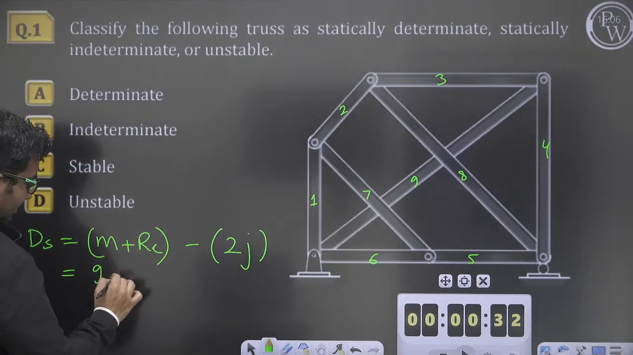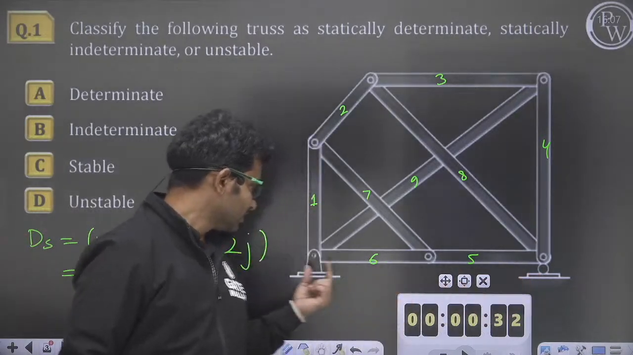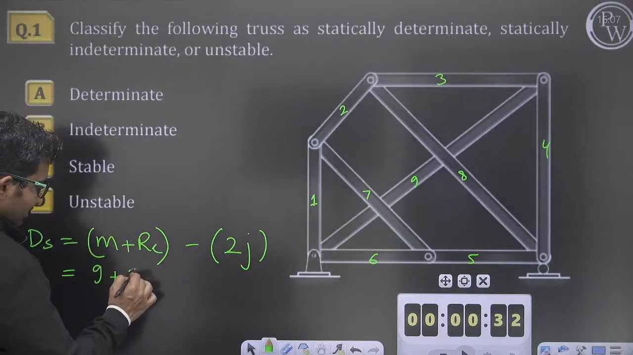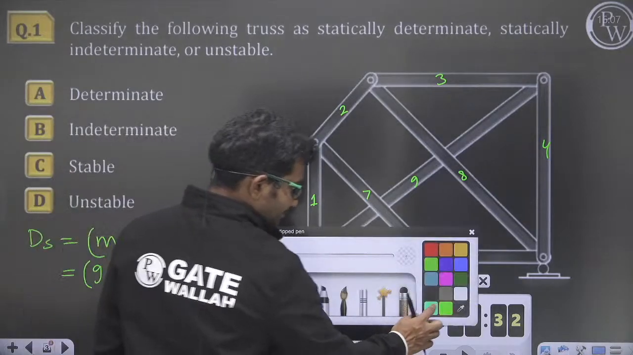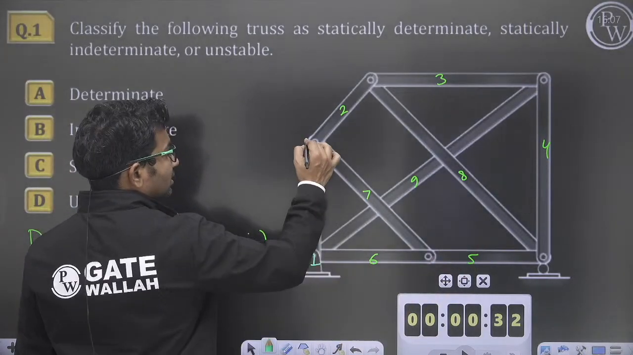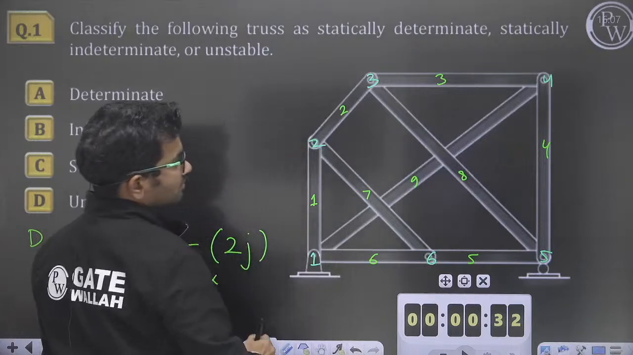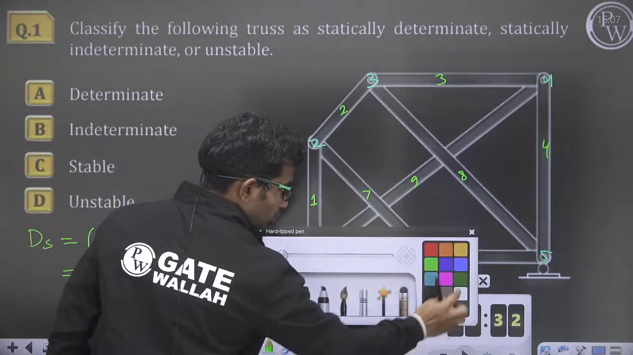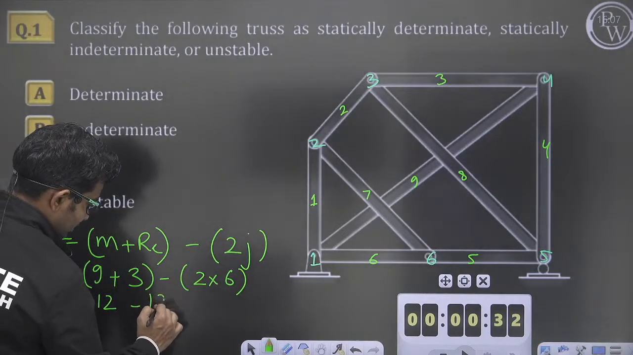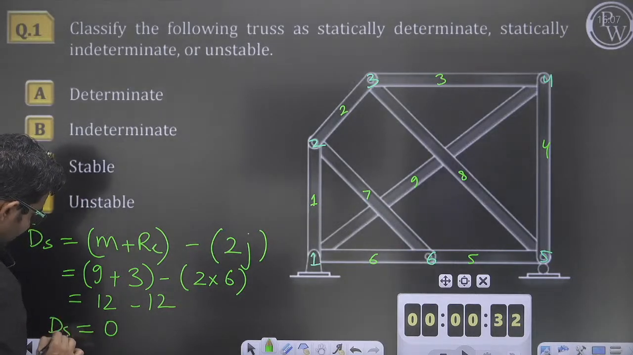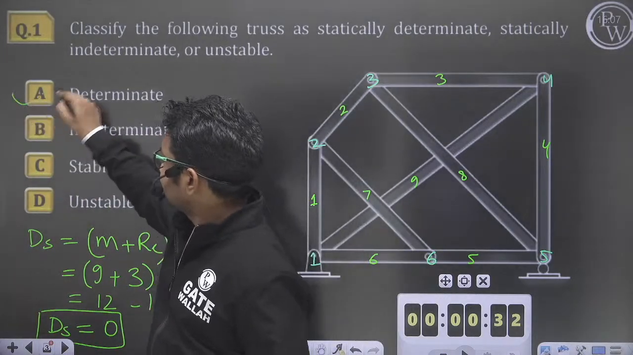So the number of members is 9 plus external support reactions. Here are 2 external support reactions and here is 1, so 2 plus 1 gives 3 external support reactions, minus 2 into the number of joints. Let us see how many joints there are: 1, 2, 3, 4, 5, 6. So there are 6 joints. So 9 plus 3 is 12, minus 2 into 6, which is 12, equals 0. So the degree of static indeterminacy in this case is 0. That means this is determinate. So option A is correct.